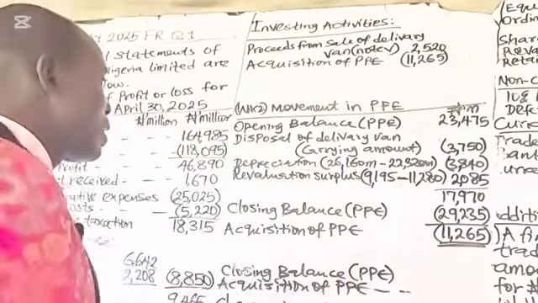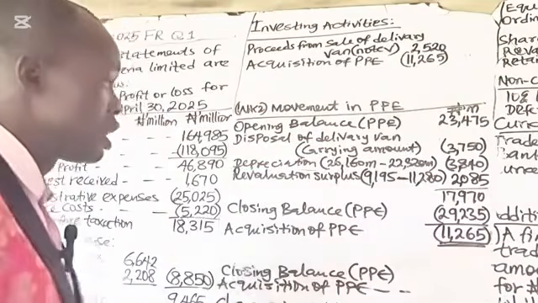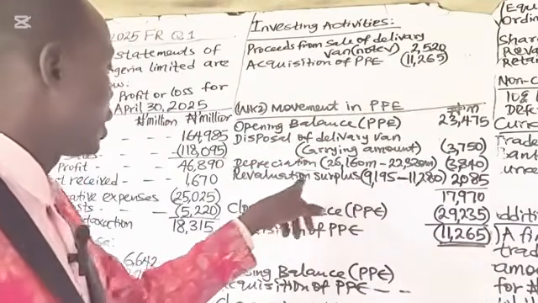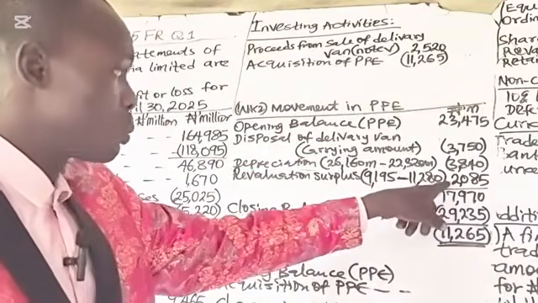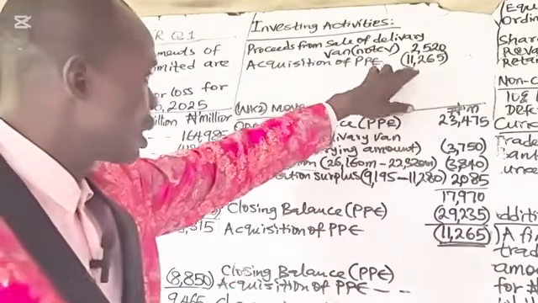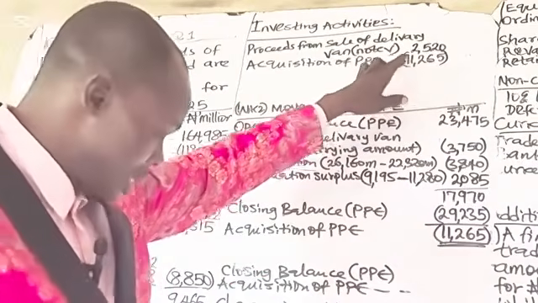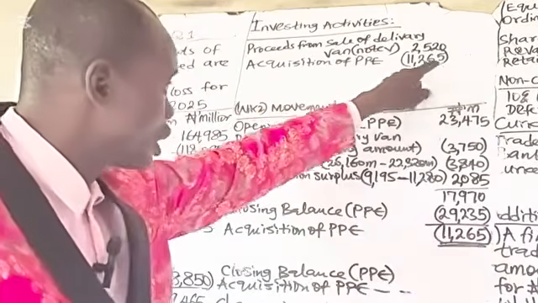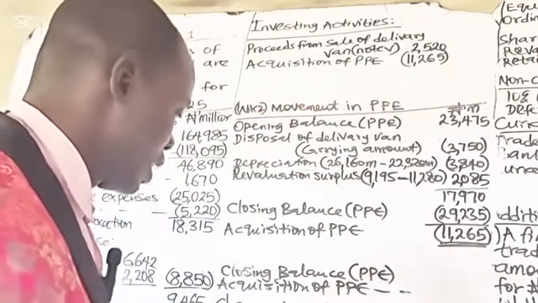The reason is because I've done some other workings before I discovered that I've not considered the revaluation surplus, which took place during the period. So this is the correct figure, not 13,350. The correct figure is 11,265, not 13,350.